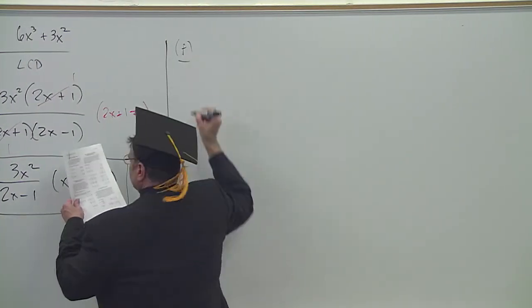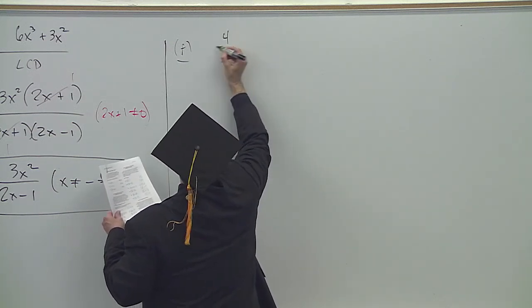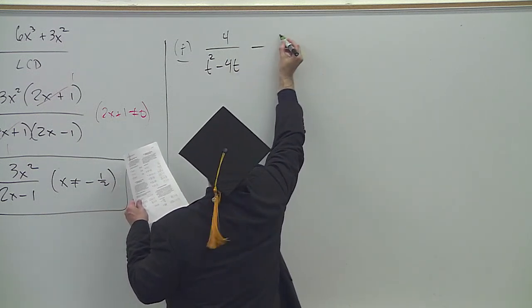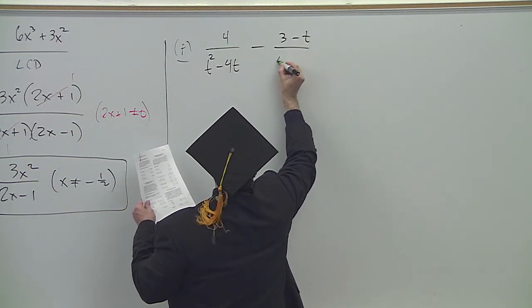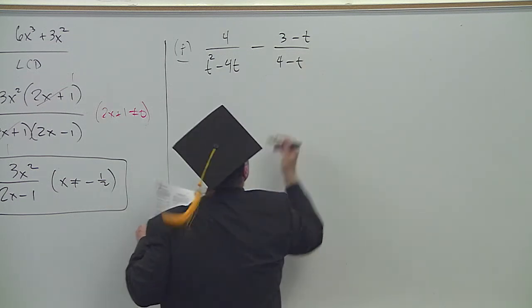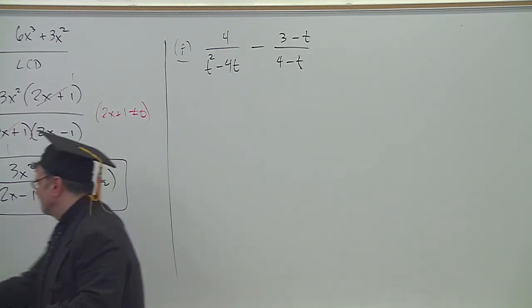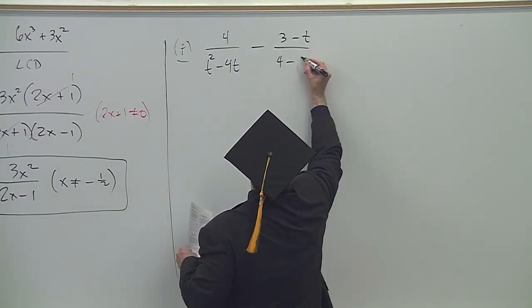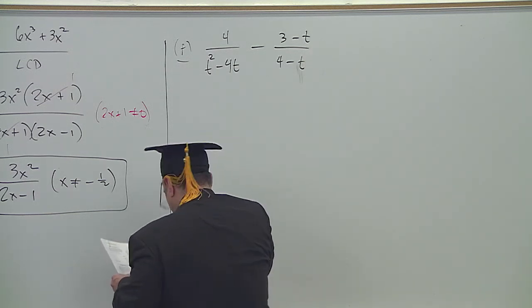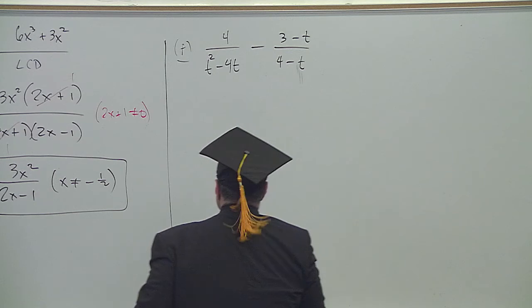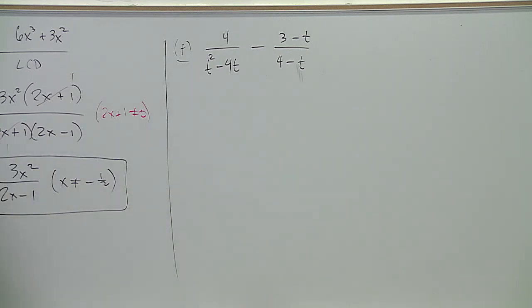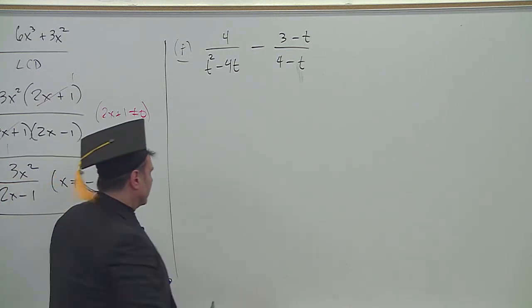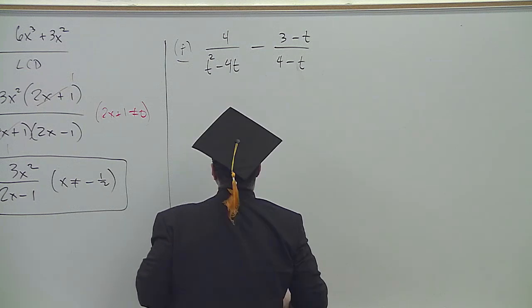Last example for this section is example F. 4 over t squared minus 4t, minus 3 minus t over 4 minus t. We're subtracting fractions, so we need a least common denominator. Therefore, we must factor the denominators we have here.